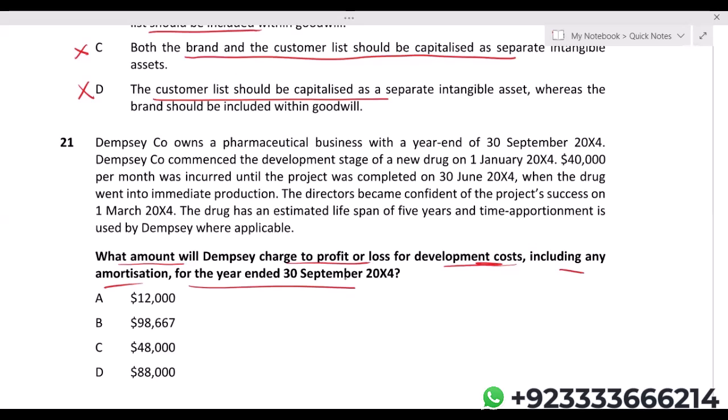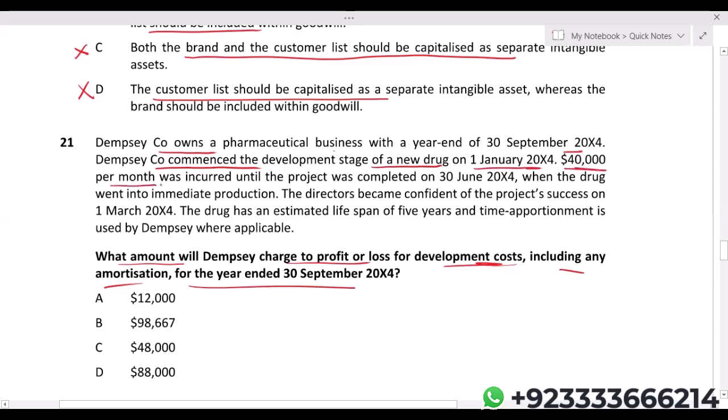Here they're asking us how much you will take to the P&L, that is how much you have expensed out, and even the amortization as well. Let's see. Dempsey company owns a pharmaceutical business with a year end of 30th September X4. Okay. Dempsey company commenced the development stage of a new drug on 1st January X4.